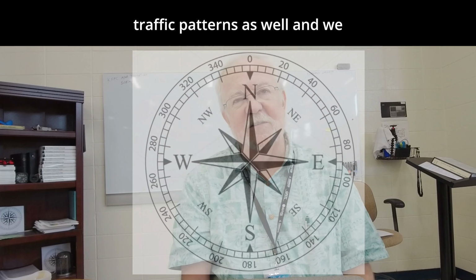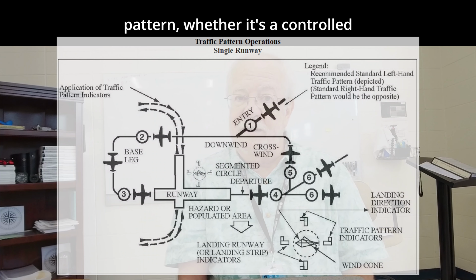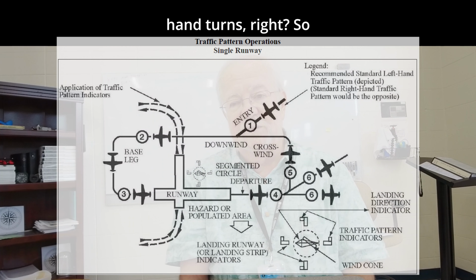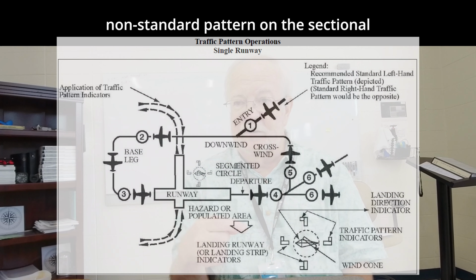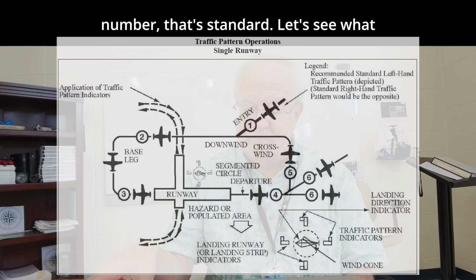We talked about standard traffic patterns as well, and we understand that the standard traffic pattern, whether it's a controlled airport or uncontrolled airport, is left-hand turns, right? So if it's going to be a non-standard pattern on the sectional chart, it'll say RP and then list the number, but that's standard.